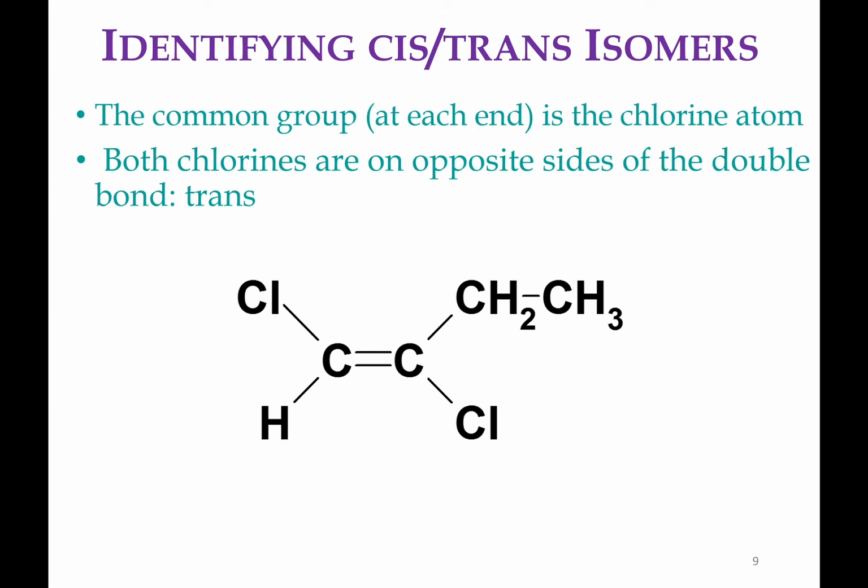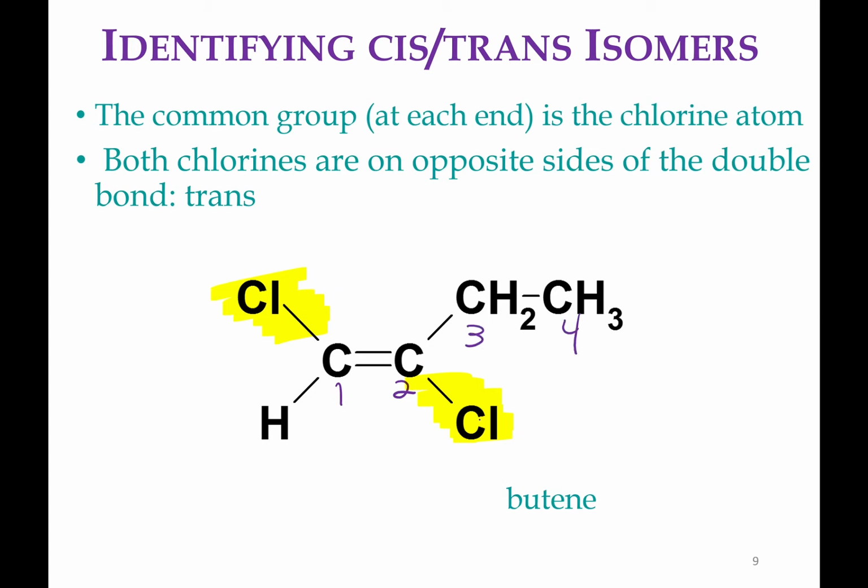The common group is the chlorine group here. So we have a chlorine on either side. This is our common group. Again, we expanded that definition a little. We need to follow through and find the longest chain to name it. So the longest chain is going to be butene. 1, 2, 3, 4.